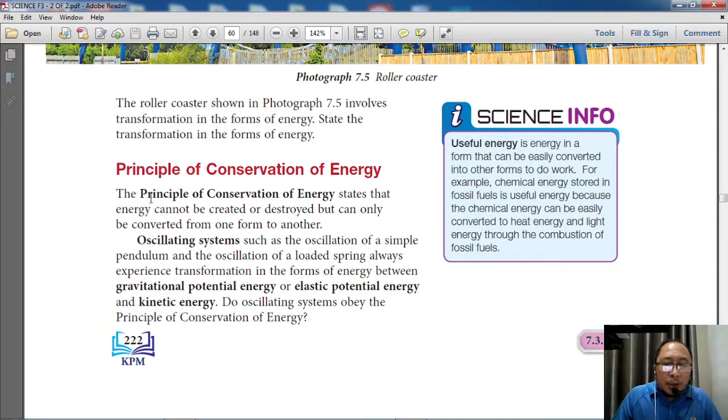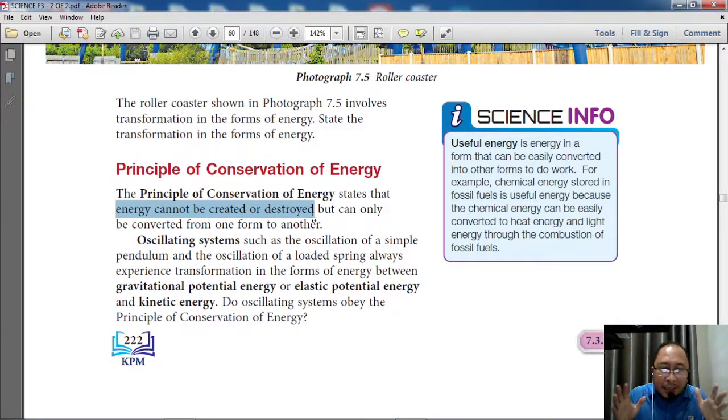The principle of conservation of energy states that energy cannot be created or destroyed. This is the important point given here in this text. Energy cannot be created or destroyed. So what does it mean? It means that energy already exists.